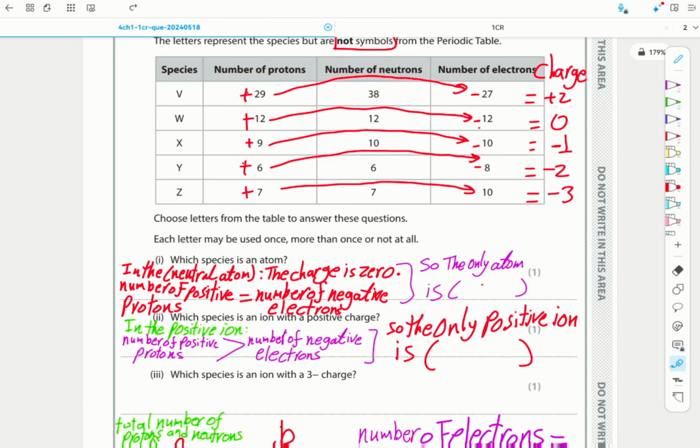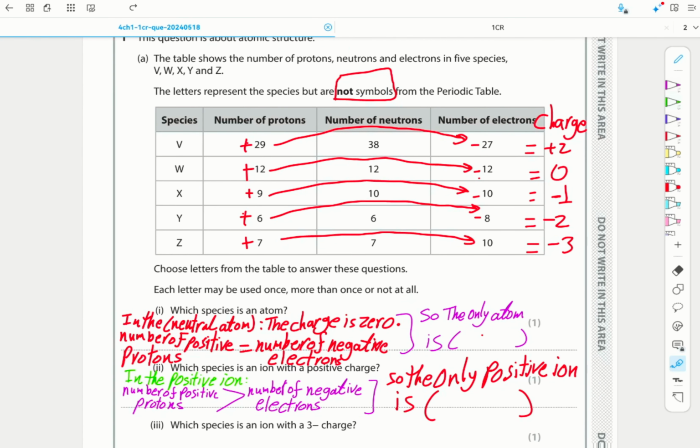The most important thing, my friend, here is to check the number of protons and compare it to the number of electrons. Here we have copper, as we said before. We have 29 positive protons, and we have 27 negative electrons. In the neutral atom, not charged, please, the number of protons is equal to the number of electrons.